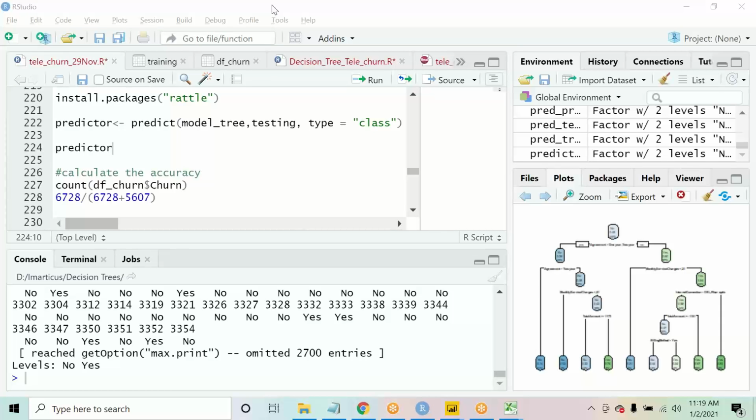Anyone who has calculated the accuracy? So you're saying 54%. Okay. Others?